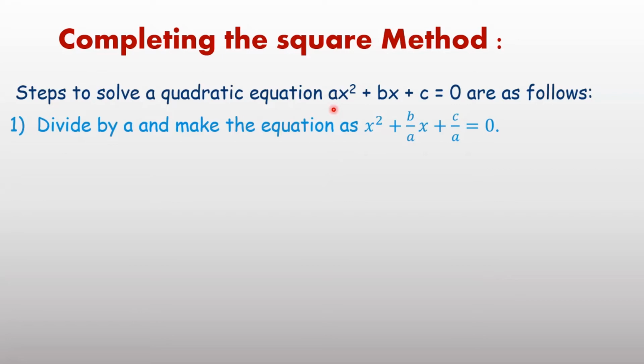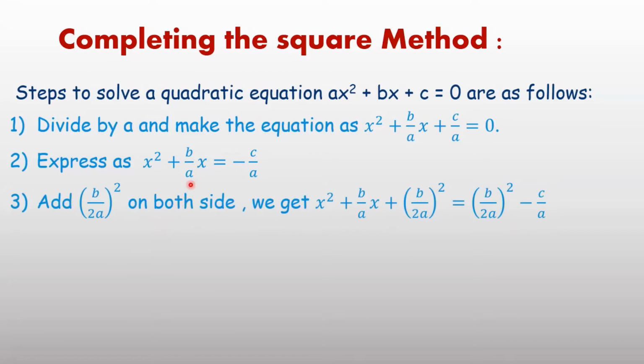First step, remember, any equation given ax square plus bx plus c equal to 0. Your first objective, make the coefficient of x square as 1. If 1 is given, no problem, otherwise divide by the coefficient of x square. Dividing by a, you will get x square plus b upon a x plus c upon a. C upon a, transfer to the right side. I hope the second step is clear. Step first, divide by a. Step second, transfer c upon a to the right side.